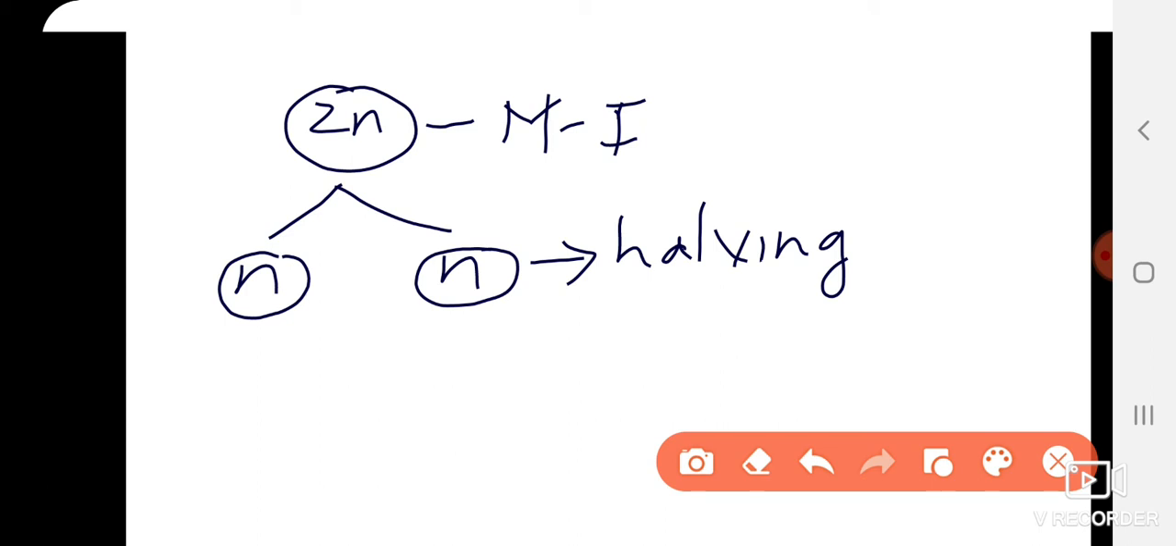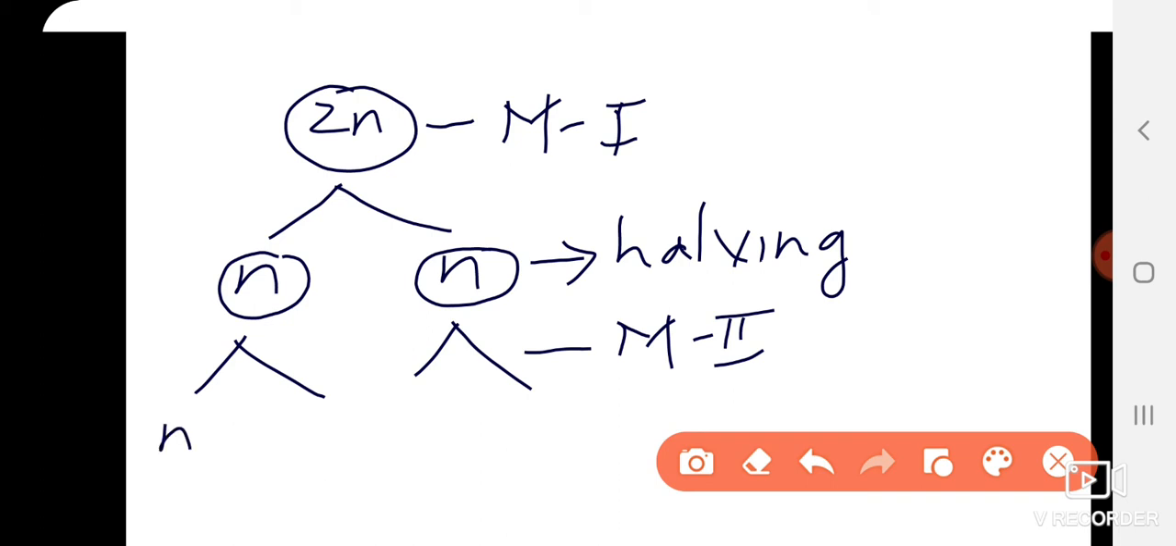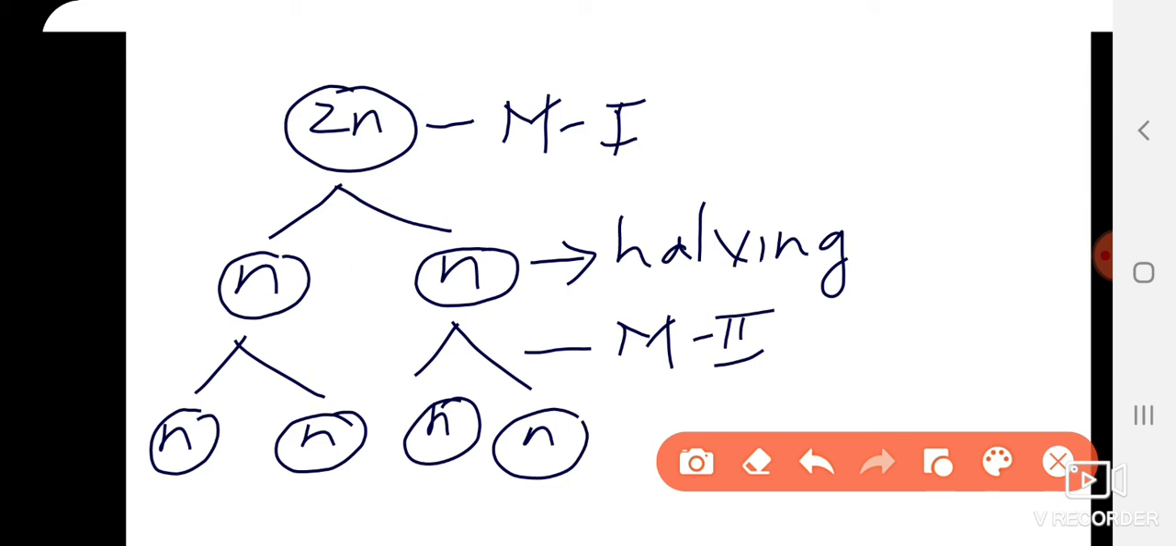Diploid is 2n, haploid is n. After the completion of meiosis 1, it undergoes meiosis 2. Meiosis 2 is almost similar to mitosis. Here each daughter cell, which is haploid, gets divided into 2 haploid cells again. The second part of meiosis 2 is similar to mitosis. In mitosis, as I said in the beginning, during mitotic division, the number of chromosomes is retained. So in the second part, you can see 4 cells formed over here.